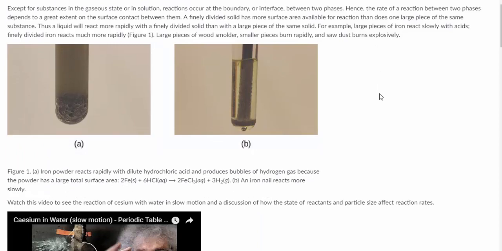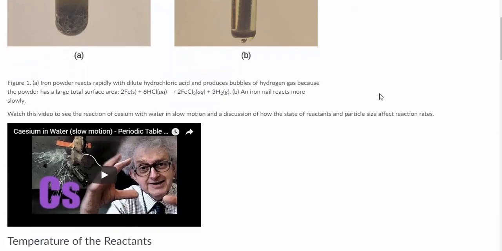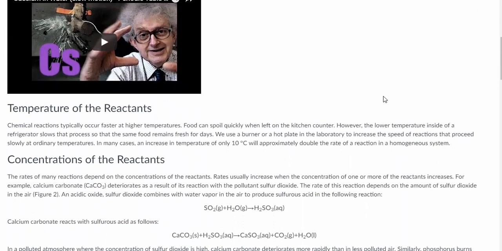Now, we can also affect the rate of a reaction, and this is going to be due to particle size. So if you have a big piece of iron, it will eventually rust. But if you have iron filings, it will seem to rust much faster because there's more surface area for the reaction to occur. So that surface area is a way that we can affect a reaction rate.